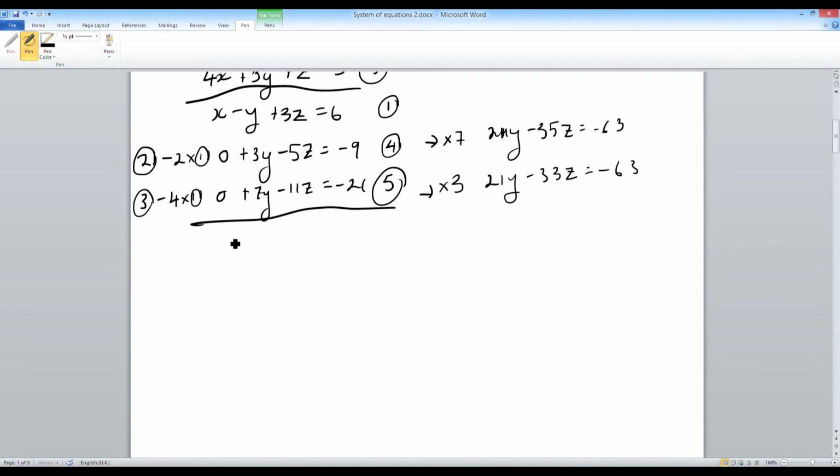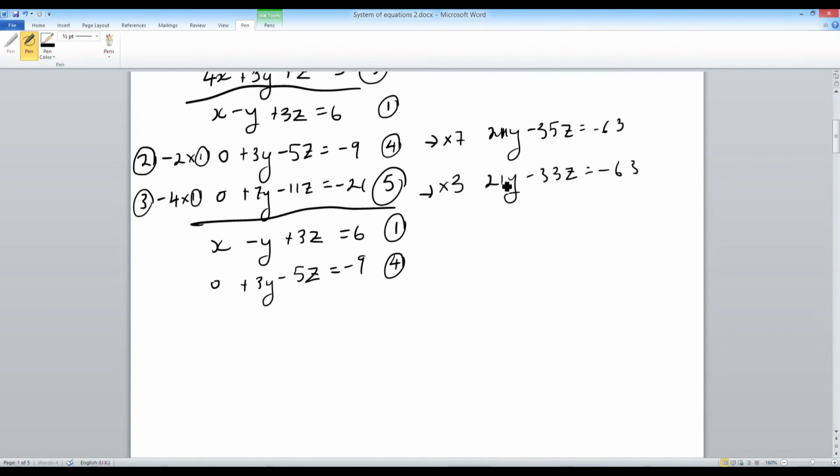So first of all, let's rewrite my first row: x minus y plus 3z is equal to 6. I can rewrite row 4 here as well. My fourth row here, I can still say the following, it's still fine. So let's go with 0 plus 3y minus 5z is equal to negative 9.